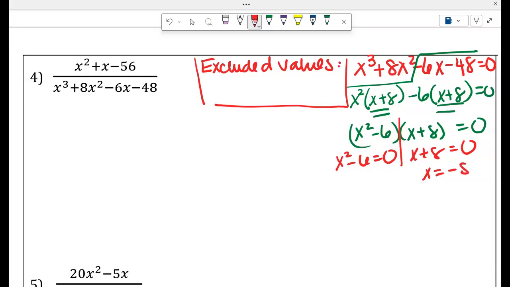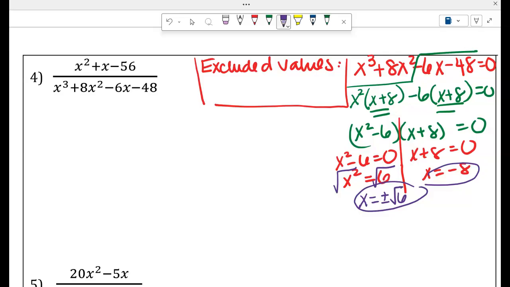So for starters, we know that we can't have negative 8. Then we move the 6 by adding 6 to both sides. We are going to take a square root, and anytime you take a square root, we have a plus and minus. So when we write the excluded value, we write not equal. X can never be negative 8, negative square root of 6, or positive square root of 6.